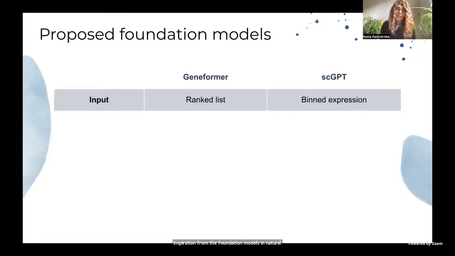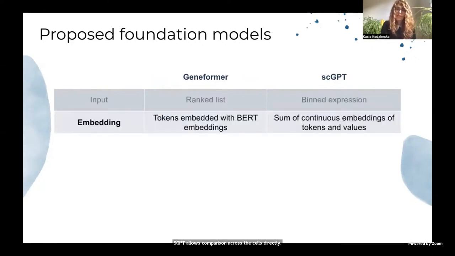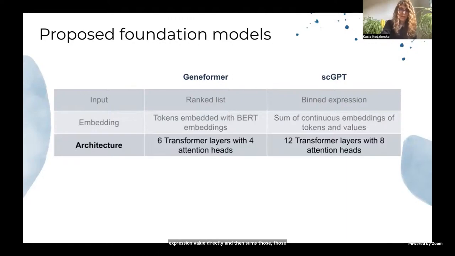For example, they differ in how they take the input. Geneformer takes the ranked list that is created based on the expression for each cell, and scGPT bins the expression. The binned expression in scGPT allows comparison across the cells directly. When they embed the values, Geneformer only embeds the gene IDs, and scGPT embeds the gene IDs and the expression value directly, and then sums those embeddings in the embedding space.